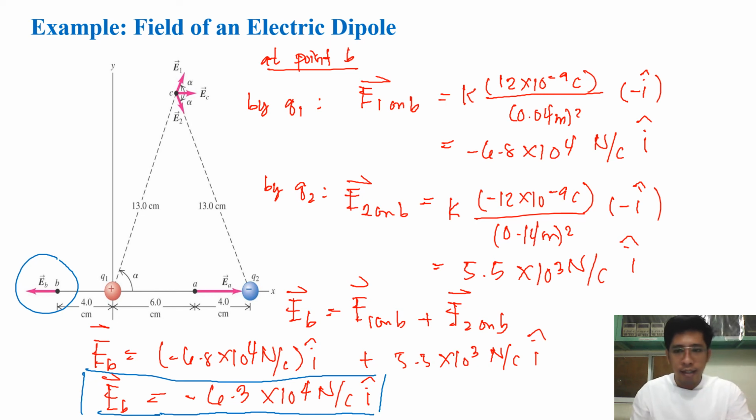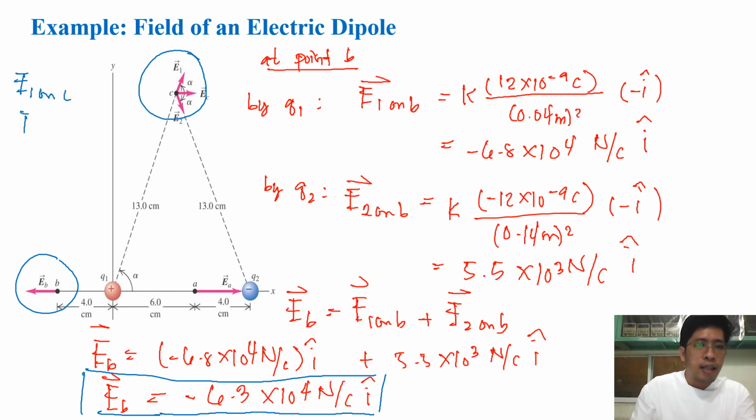Now for letter C, I will be giving it to you as an assignment. At this point here, you're going to find the electric field caused by charge 1, that is E1 on C, and then E2 on C, and then EC. So this is an assignment for you.